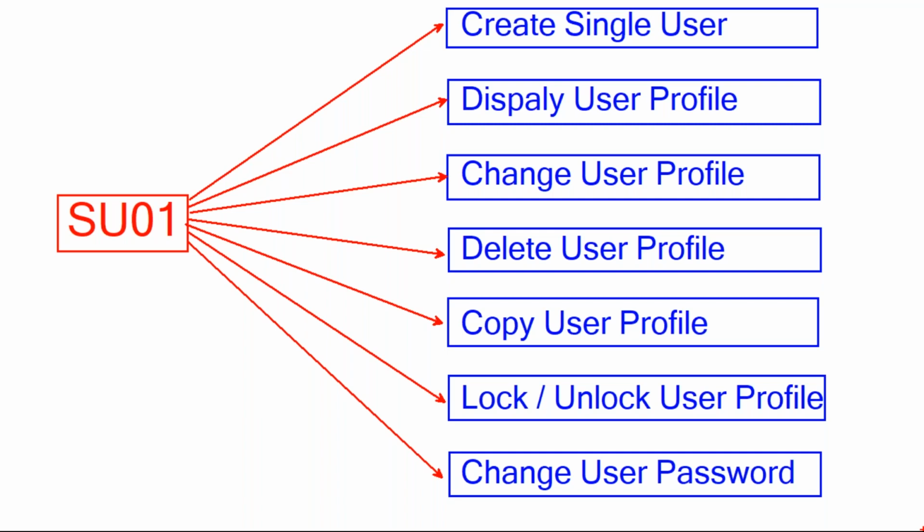If you take SCC9, the remote client copy, the SCC9 T code we are using only for remote client copy. We are not using it for any other activity. But if you take SU01, only one T code we are using for multiple activities.